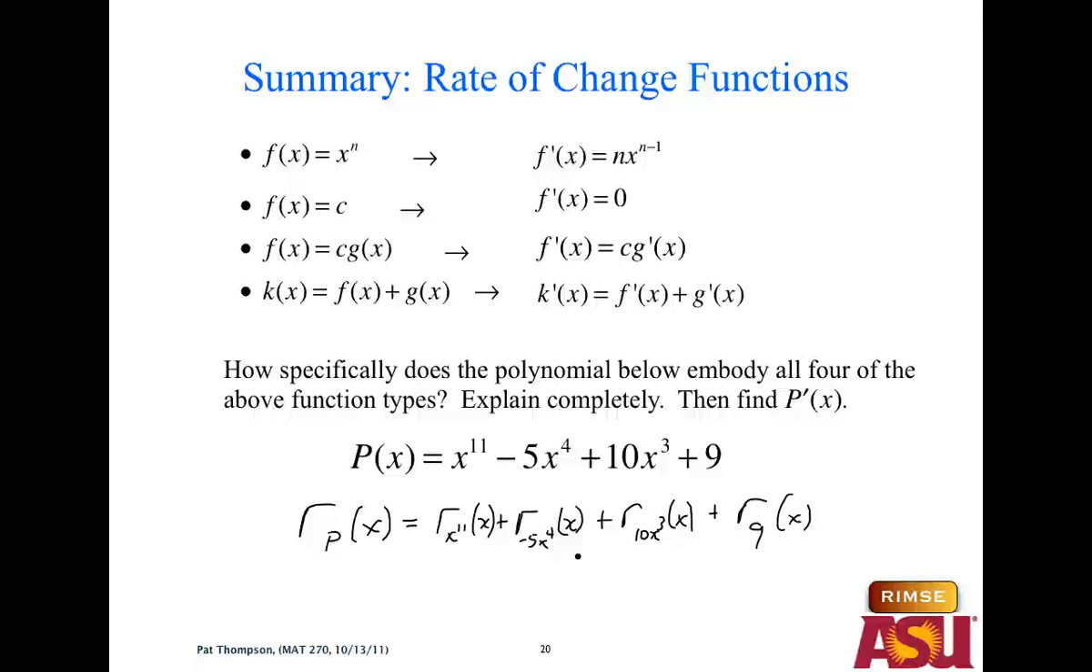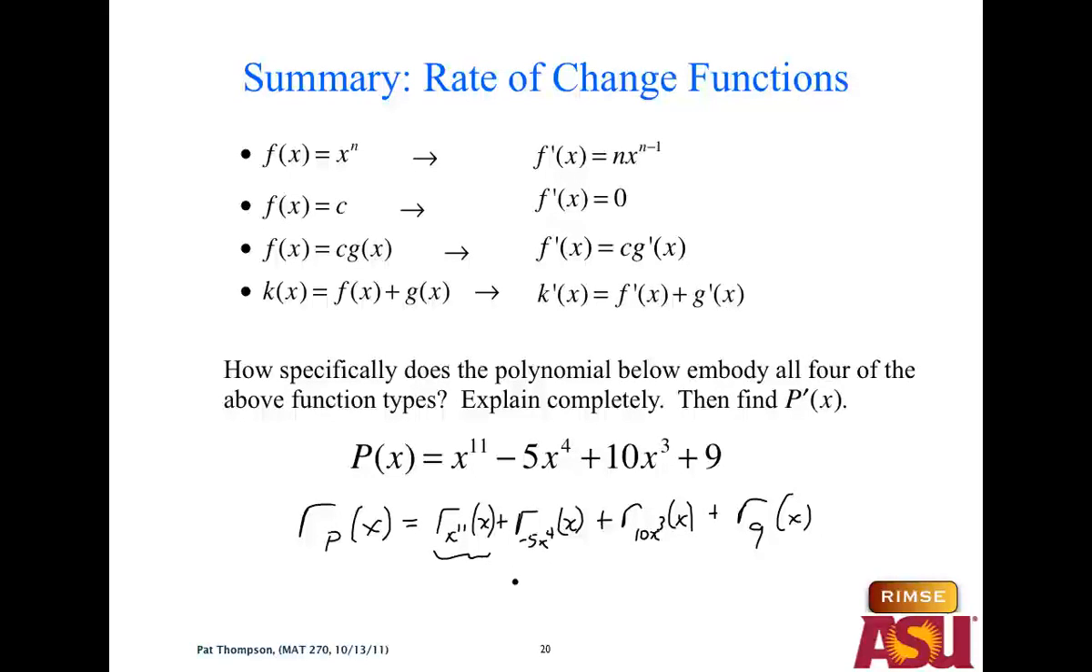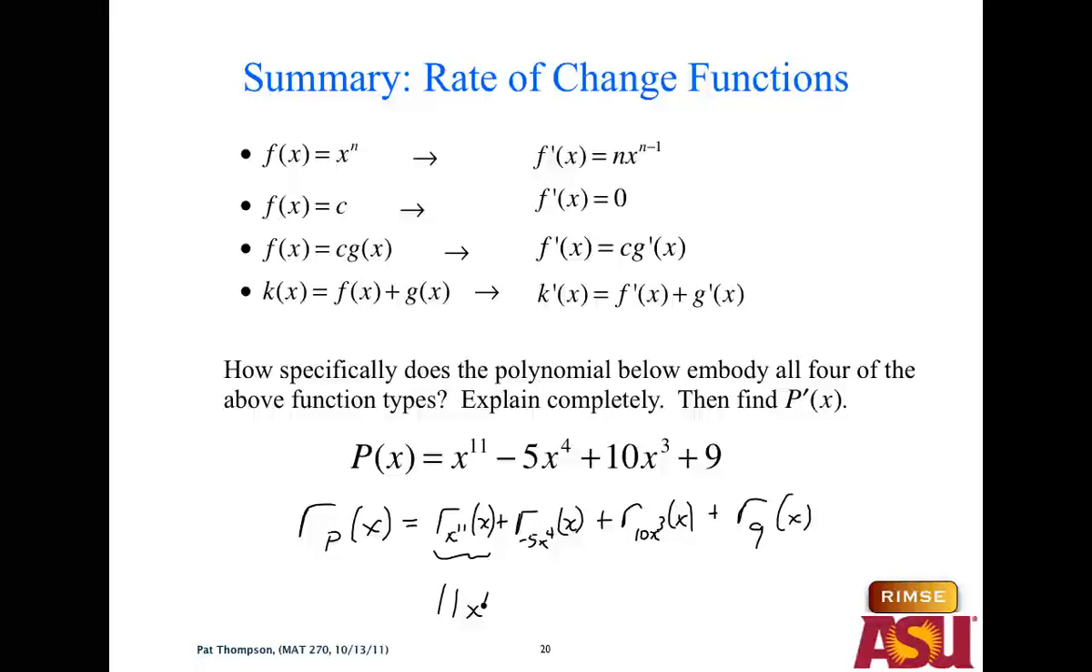So now we go to this first one. We look at this first one. What's the overall structure of that? Rule number 1, 2, 3, or 4? Rule number 1. What is the rate of change of x to the 11th with respect to x? 11x to the 10th. So your homework for Wednesday, you had some practice with these, right? What's the overall structure of negative 5x to the 4th? 1, 2, 3, or 4?